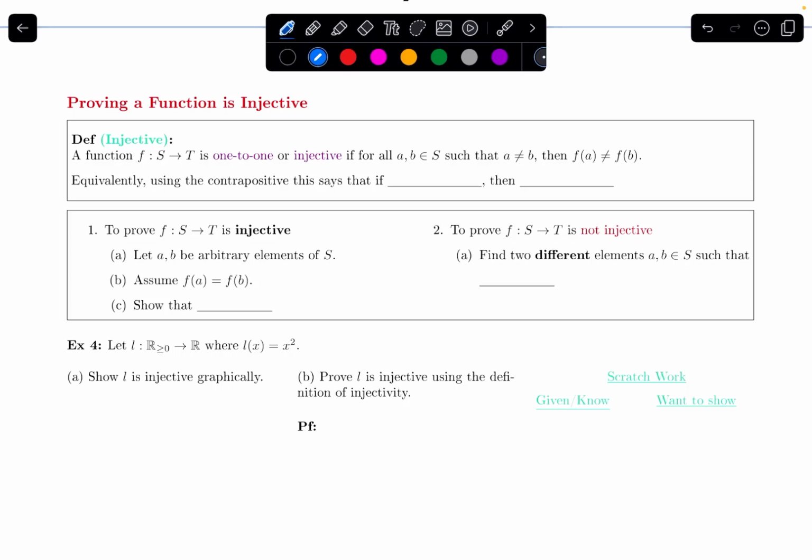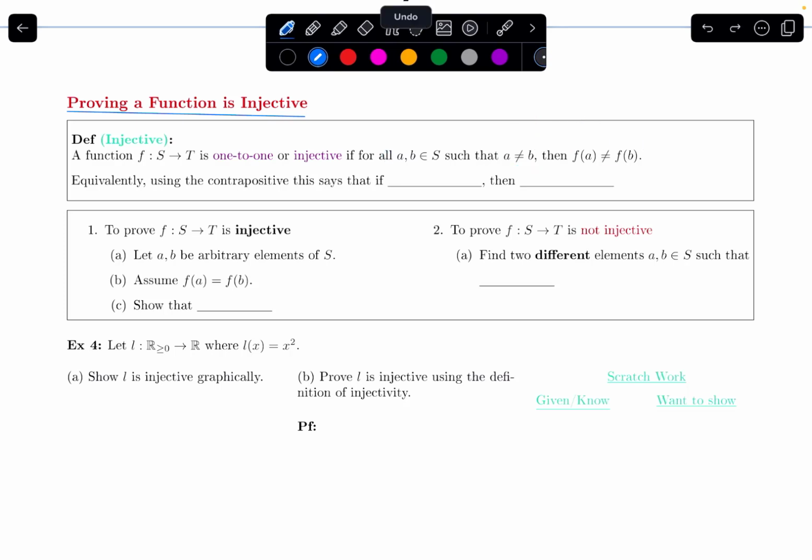In this video, we'll talk about how we can prove a function is injective using our definition. So let's recall the definition. A function f from S to T, we say that it is injective or one-to-one if whenever I have two inputs a and b that are not equal to each other, then f of a is not equal to f of b. So that's saying their outputs have to be different. Anytime I have two different inputs, their outputs have to not be equal.